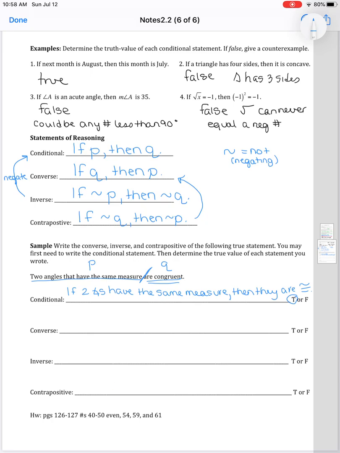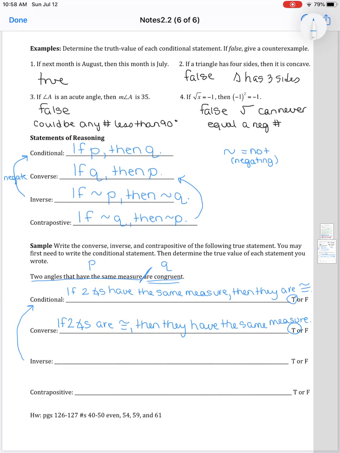Now, the converse flips those two statements. So if the conditional was if two angles have the same measure, then they're congruent, the converse would be if two angles are congruent, then they have the same measure. Okay, so if two angles are congruent, then they have the same measure. Again, that makes sense. That's a true statement, so we circle true.